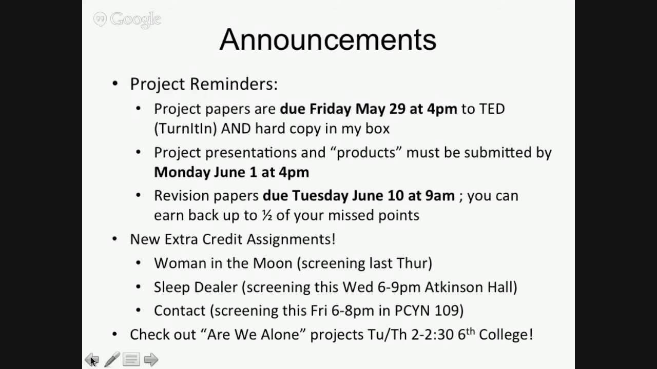One more comment: when you turned in proposals, I think only one or two of you actually used the Chicago style for the references. Make sure you use it for the final project paper. If you have any questions about that, there's a slide that we made for the workshop that's in the project folder on TED. We'll be using Chicago style for your references.